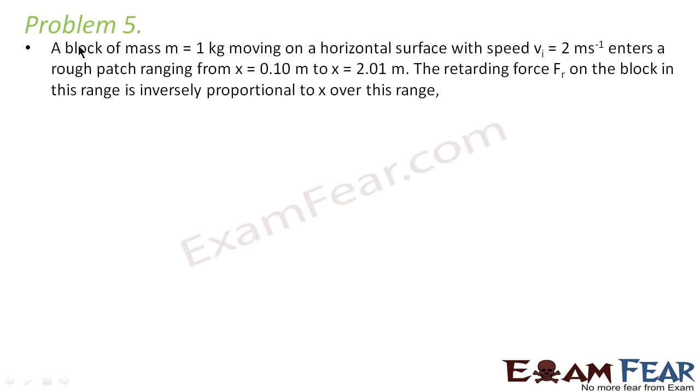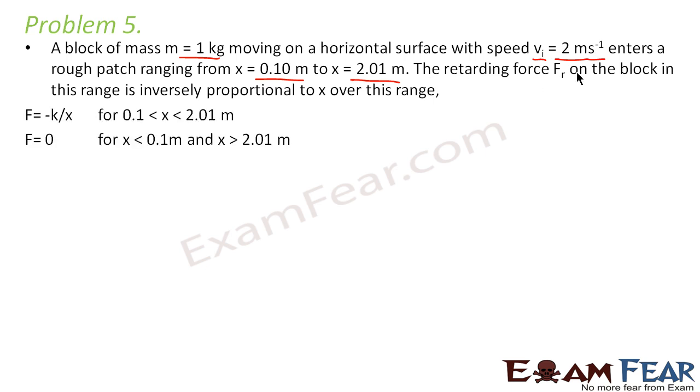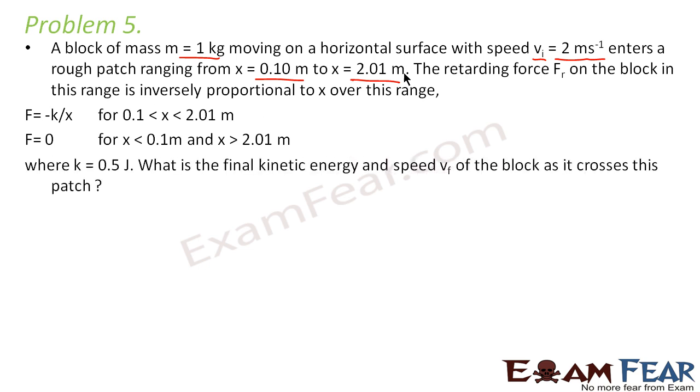It says a block of mass 1 kg moving on a horizontal surface with speed Vi equal to 2 meter per second enters a rough patch ranging from x equal to 0.10 meter to x equal to 2.01 meter. Then the retarding force Fr on the block in this range is inversely proportional to x over this range.